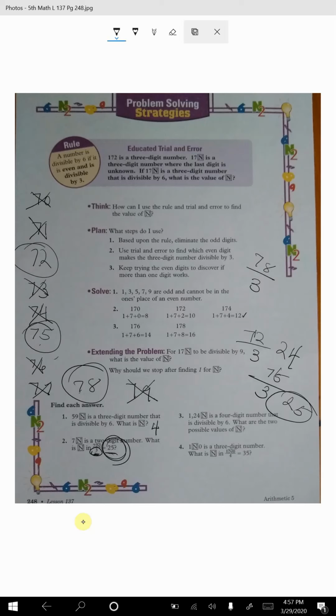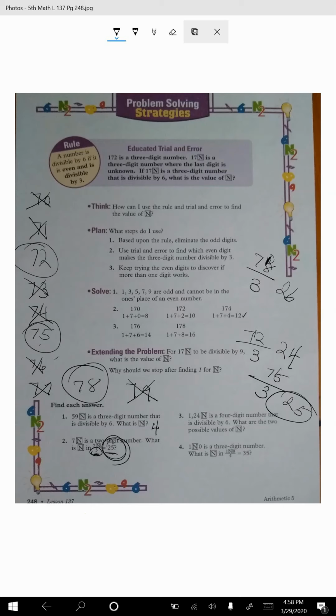78 divided by 3, 2, 28 into 3 is... Wait, did that even go into 3? Yeah. What did I do wrong? Oh, let's see. What did I do? 7 into 3, 6. Oh, it's a 1. There we go. 18. 3 into 18 is 6. And that does not work.